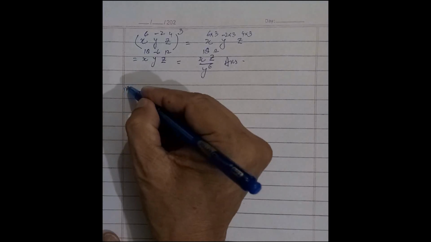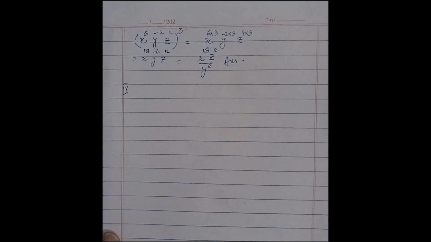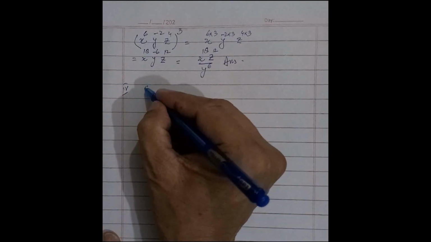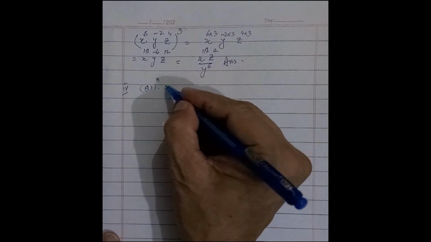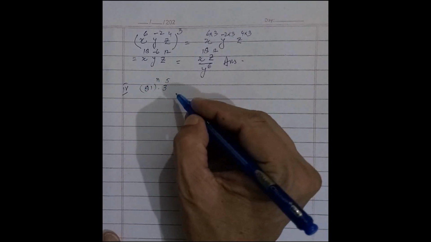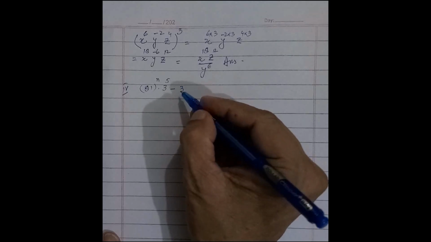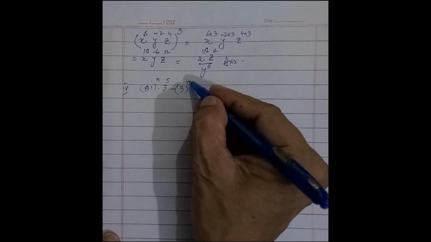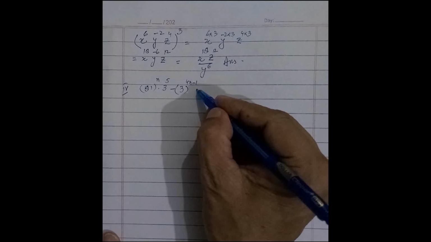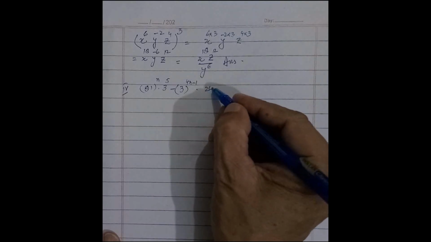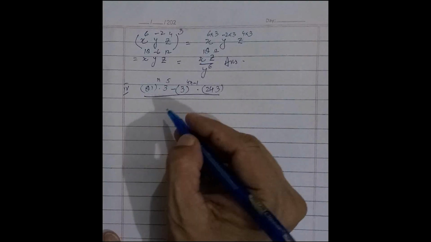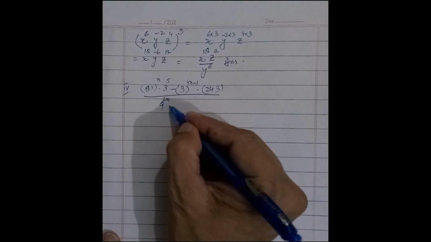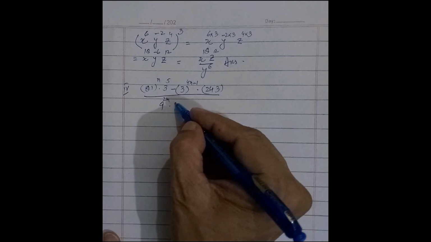The next is question 1 part 4, in which we have 81's power n into 3's power 5 minus 3's power 4n minus 1 into 243 over 9's power 2n into 3's power 3.